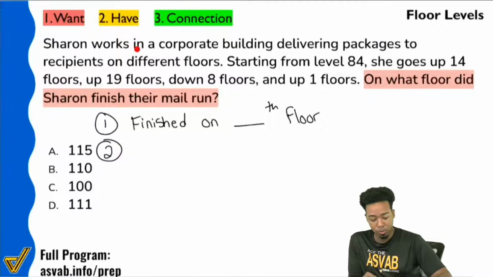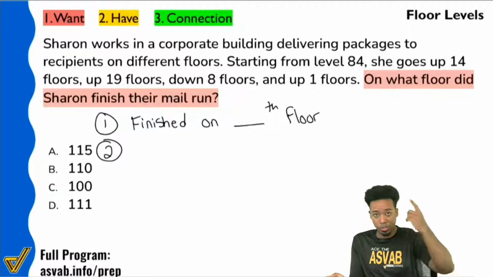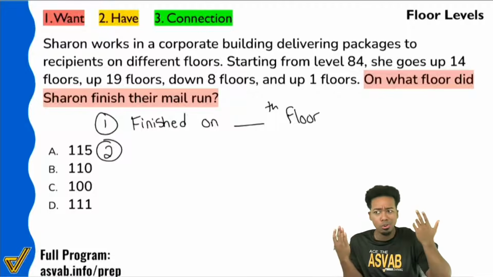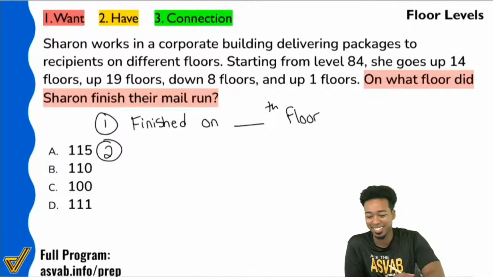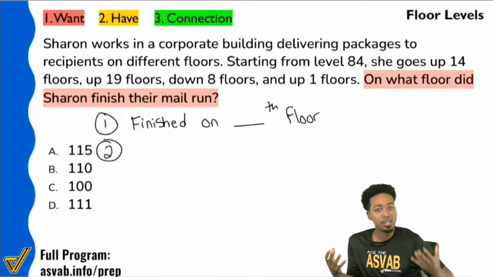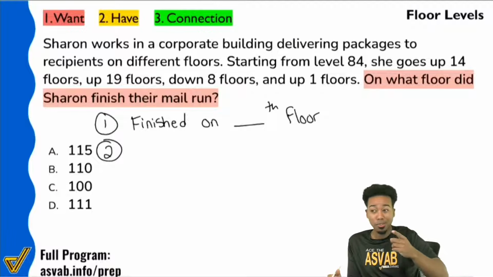She delivers packages to recipients on different floors. So Sharon works in a building delivering packages. She goes up and down all day. Is that a story you can imagine? If you've seen the movie Elf, then you know exactly what I'm talking about. If not, either way, it's fine. Because now we have the setting, the context. This person's delivering mail up and down in the building, and we're trying to figure out what floor they ended up on. What information do we now have?